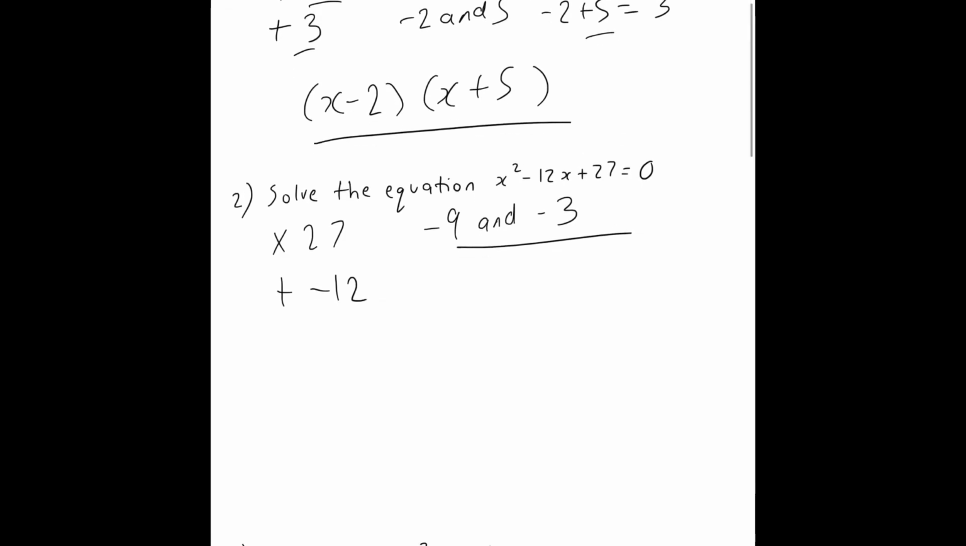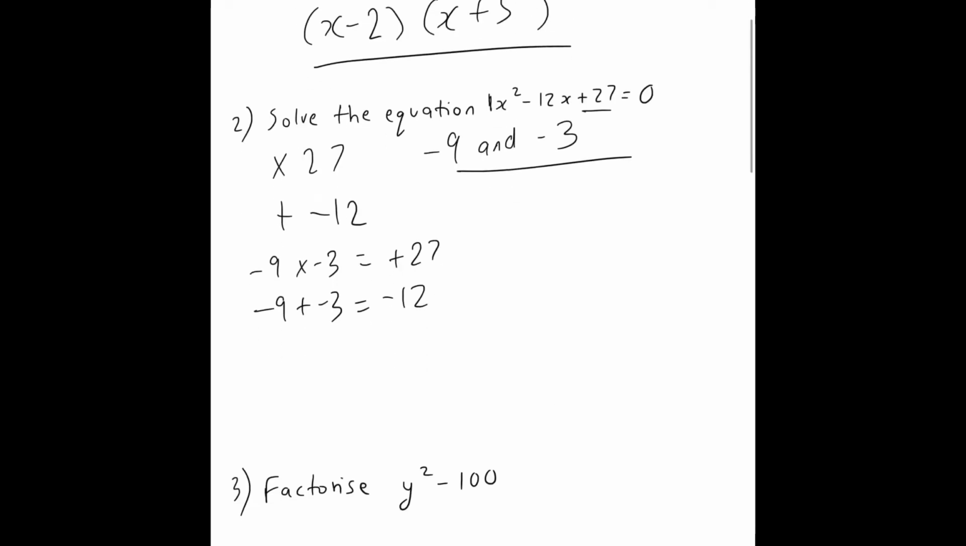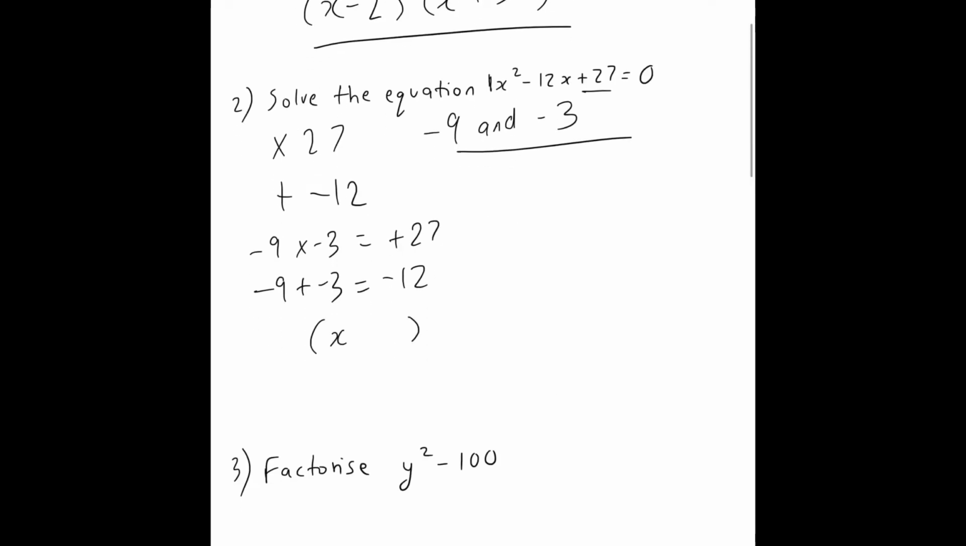The reason is because minus 9 times minus 3 is equal to positive 27, and that's correct. Minus 9 plus minus 3 should give you a value of minus 12. Once you have that, since there is no number in front of x squared, it's just 1, you can open the brackets with x in each, and you put a negative 3 and a negative 9, all equal to 0.